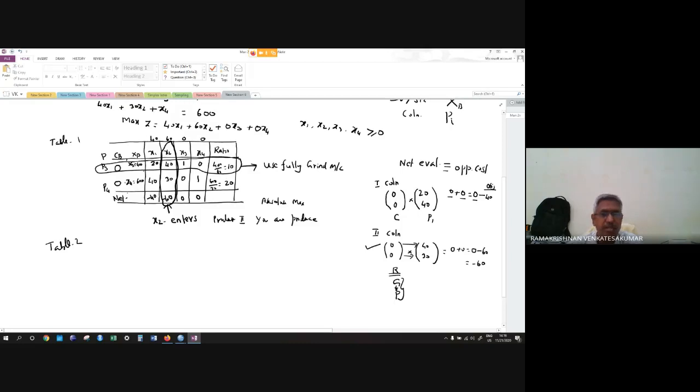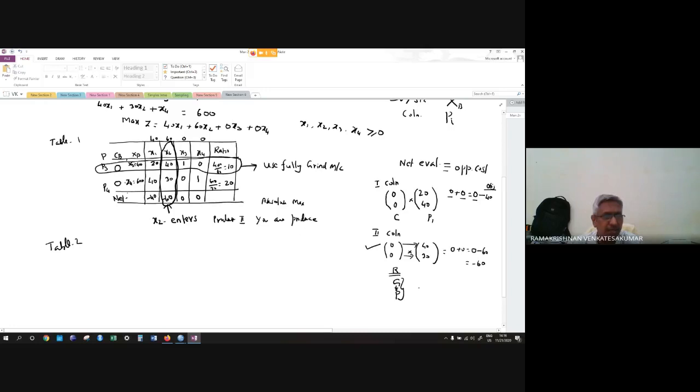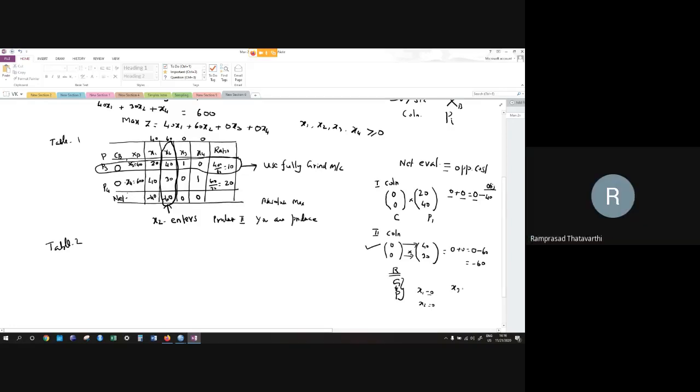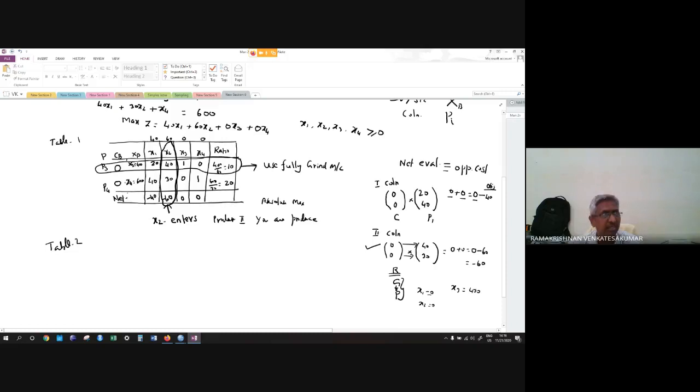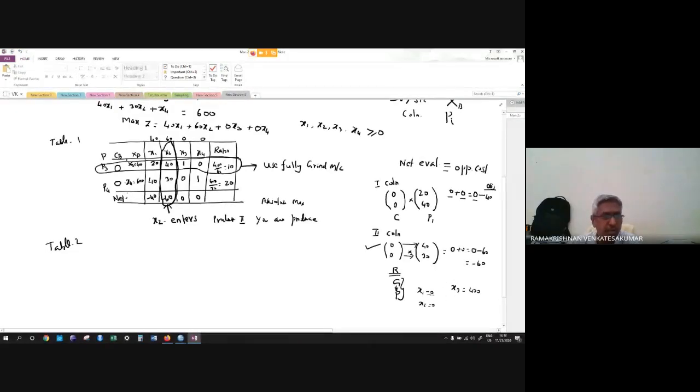X3 is the new variable added. We don't know what the variable is. That is called the slack variable. It is the left-out amount. So X3 stands for, if I keep X1 0, no production, X2 0, no production, I get X3 equal to 400. Am I correct in the first equation? That means I didn't produce anything. So 400 minutes are left out. That is the meaning. So X3 stands for how much time is left out in the roasting machine.